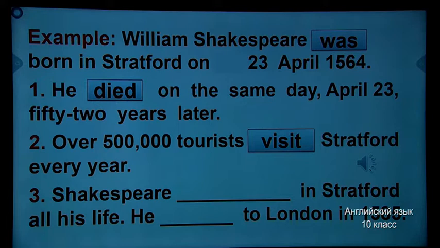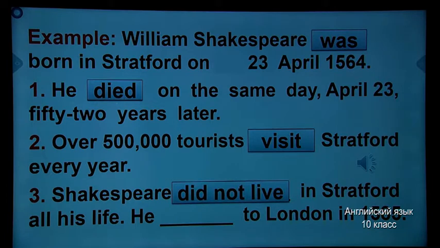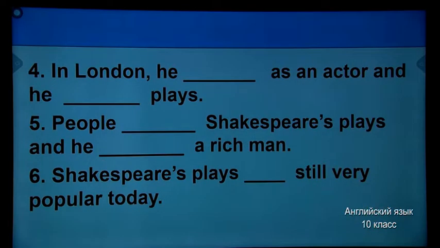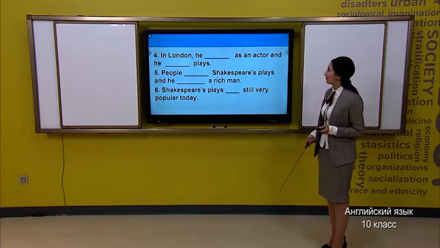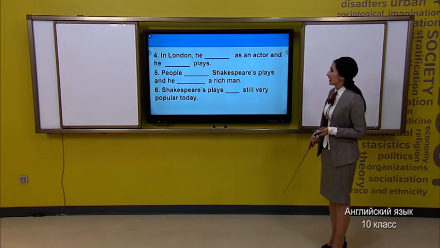Shakespeare, again, gap, in Stratford all his life. Your answer? Did not live. It is past simple sentence. He, again, gap, to London in 1585. Moved. The fourth, in London, he, gap, as an actor and he, again, gap, plays.